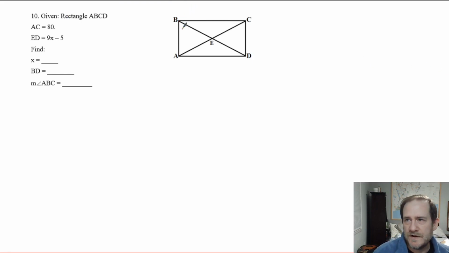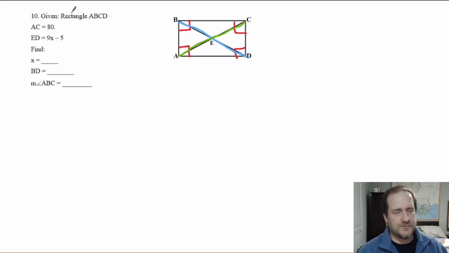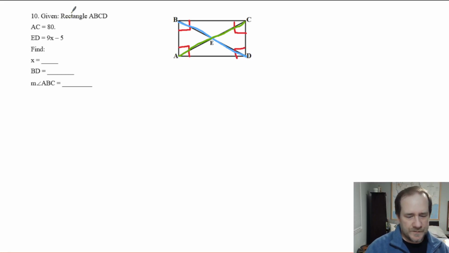We know that in this rectangle, all of its angles in the corner here will be 90 degrees. And the other important difference is that we know the two diagonals will be congruent. So instead of having one long diagonal and one short diagonal, we're going to have a blue diagonal and a green diagonal that are exactly equal in length. Those two properties are true for rectangles, but they're not true for plain old parallelograms.